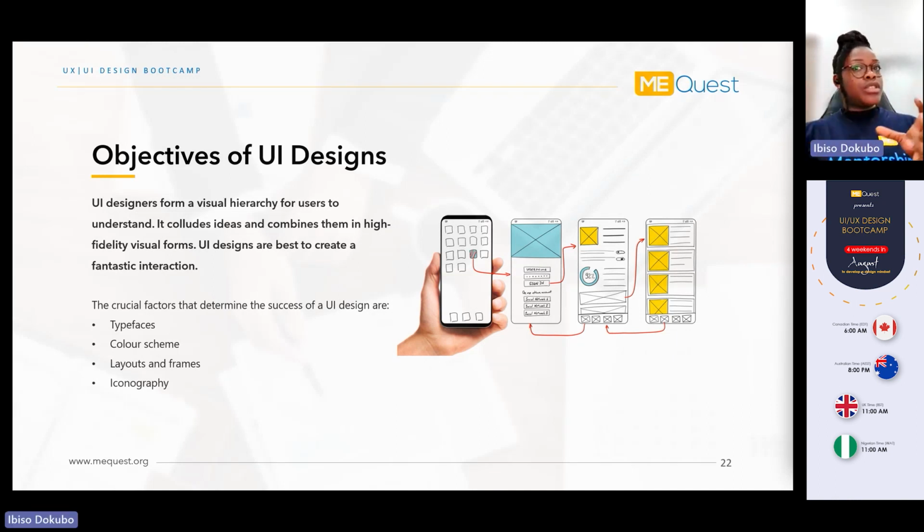Color scheme, of course, is the color palette you use in your website. At least you should make sure that this is approved by your client, not your user, or whoever has employed you to do the UI for them. You should know this. The layouts and frames, you should also understand what layouts are, right? And try to make them consistent. Also, iconography: if you're designing maybe a page that has to do with sharing, and you want people to be able to reach out to your social pages.